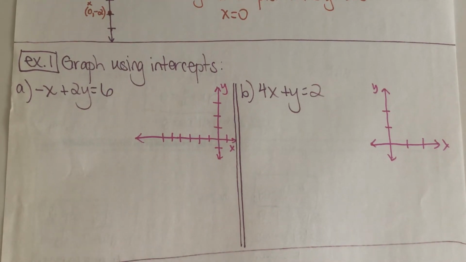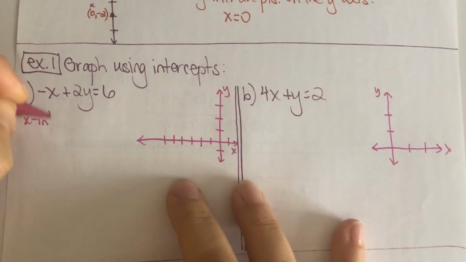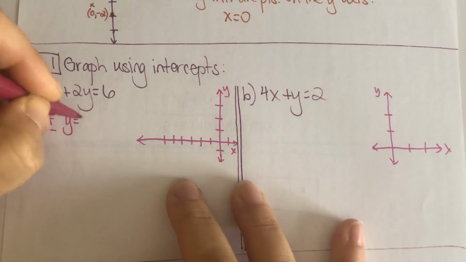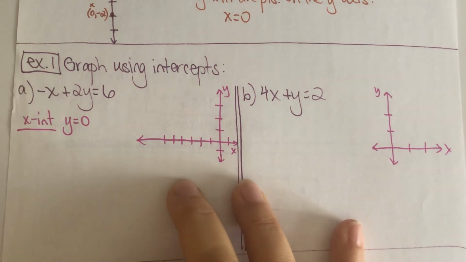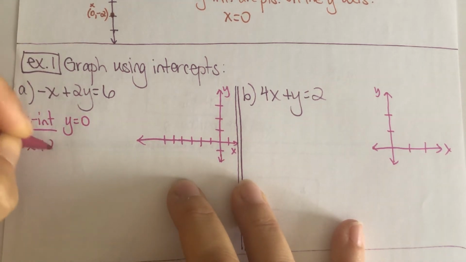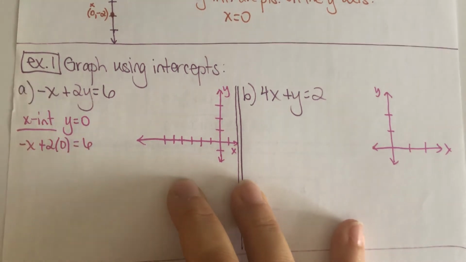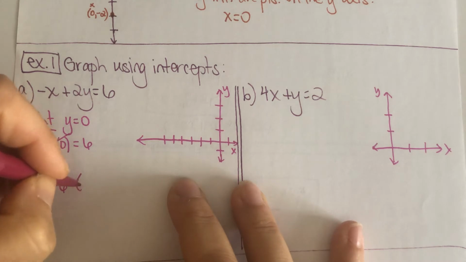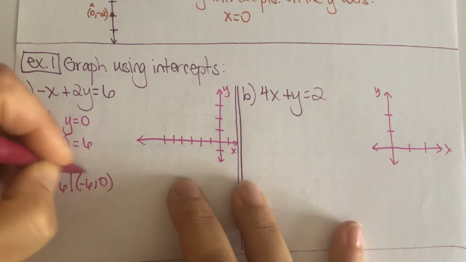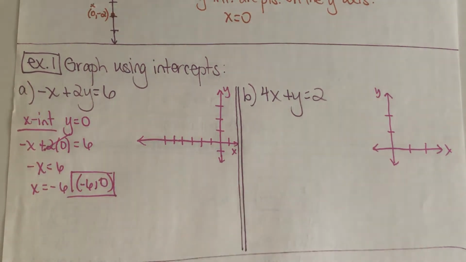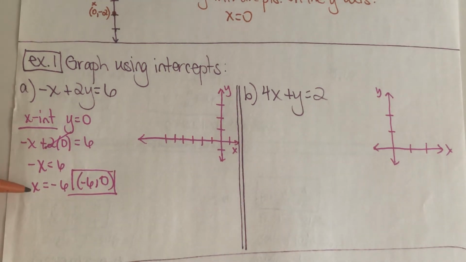Okay, so in order to find the x-intercept, I know it needs to be on the x-axis, which means the y has to be 0, like we just talked about. So I'm going to plug in a 0 for y. 0 times anything is 0. And I'm going to solve for x. I want you always to write your intercept as an ordered pair or a point. Okay? So dividing both sides by -1 or multiplying both sides by -1 to get that.